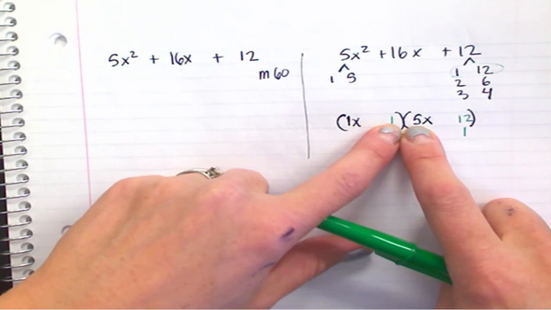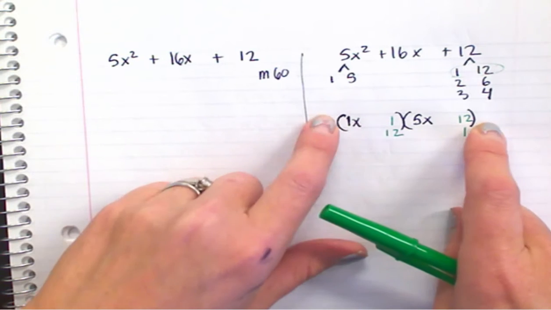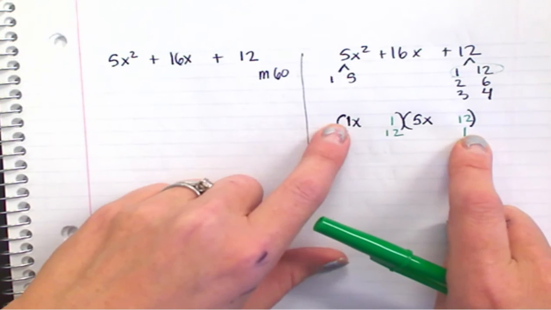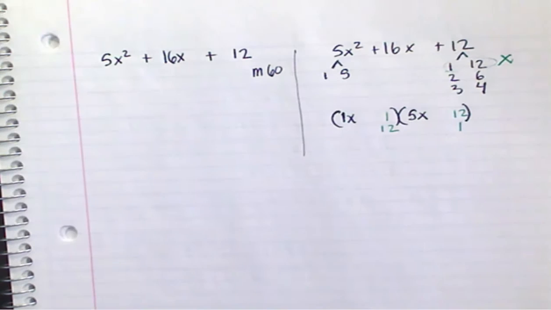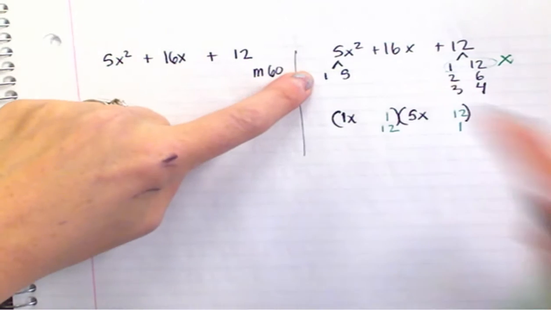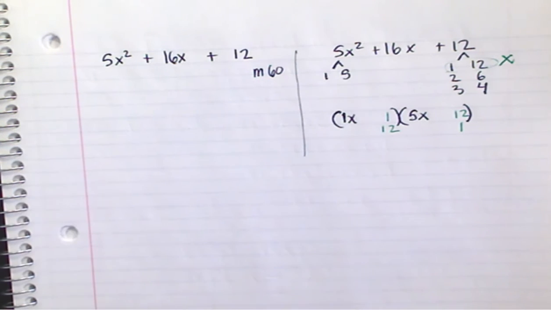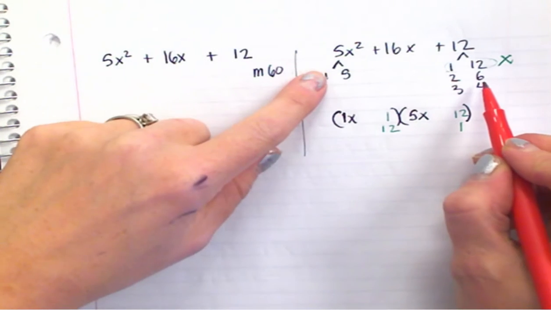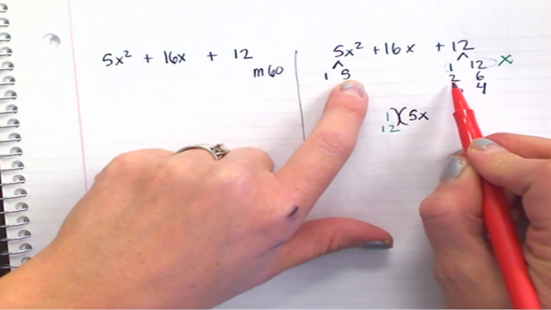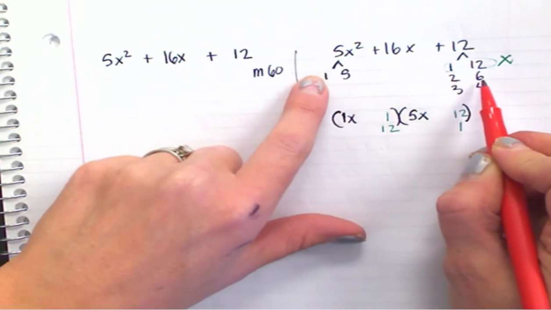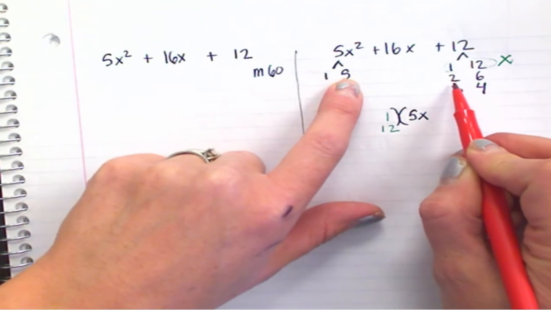12 and 5. No, right? 12 and 5, no. 1 and 60, no. I'm keeping track of what I'm trying. I'm not just guessing. I'm keeping track so that I can eliminate things that don't work. Next, I have to try 2 and 6. 6 and 10. I'm not even writing them down now. You see that? 6 and 10.